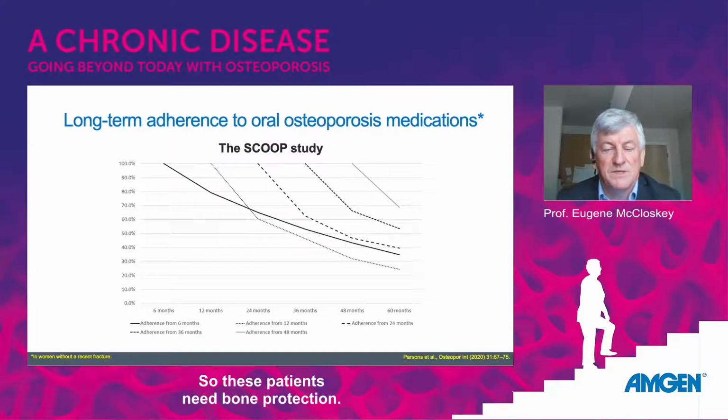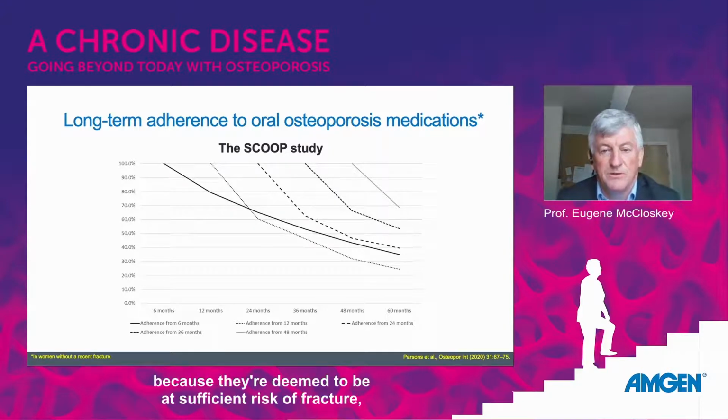So these patients need bone protection. We've made a decision to put them on treatment because they're deemed to be at sufficient risk of fracture, but they're not taking the treatment, and we need to think about what else we're going to give to them.